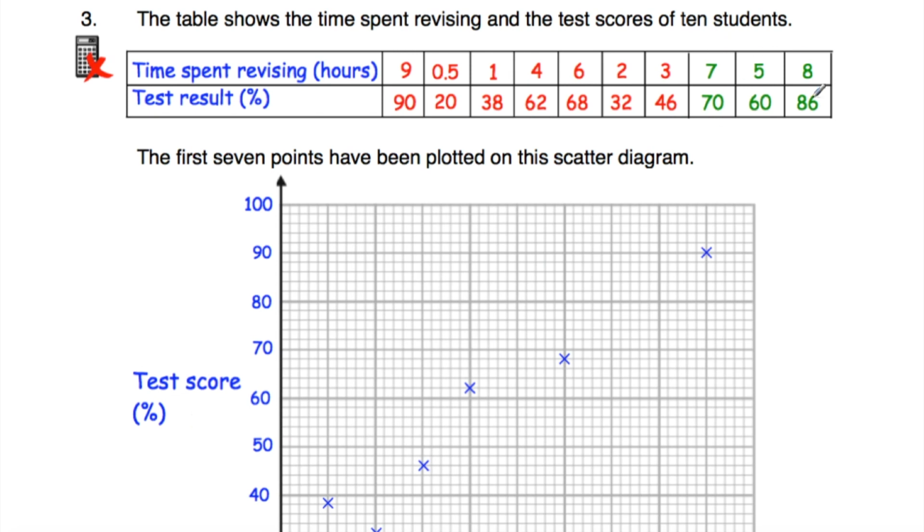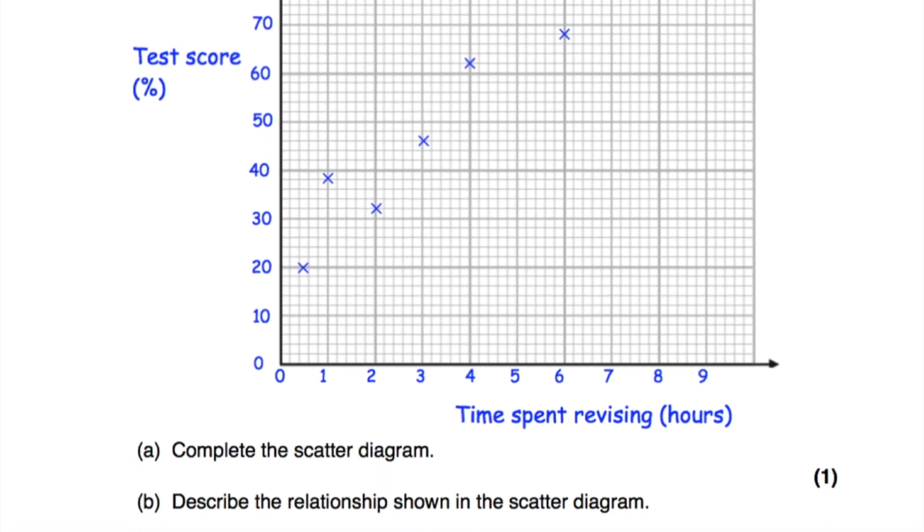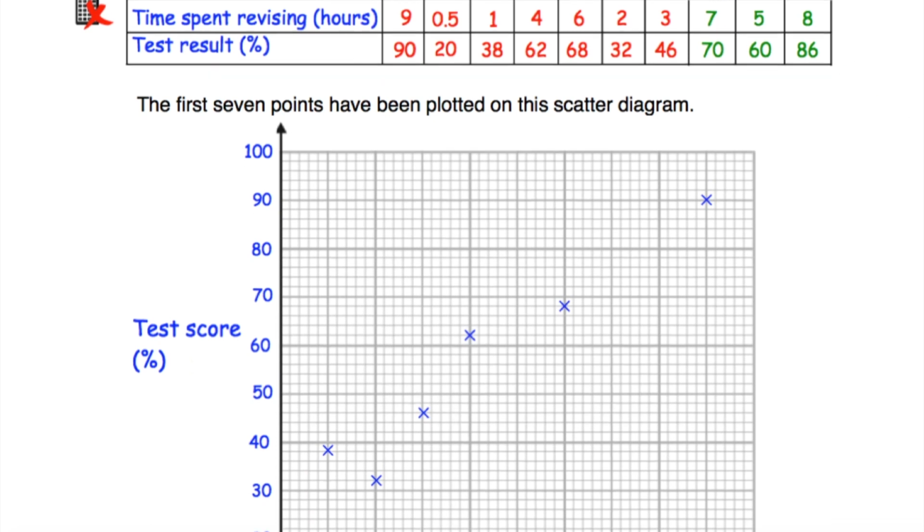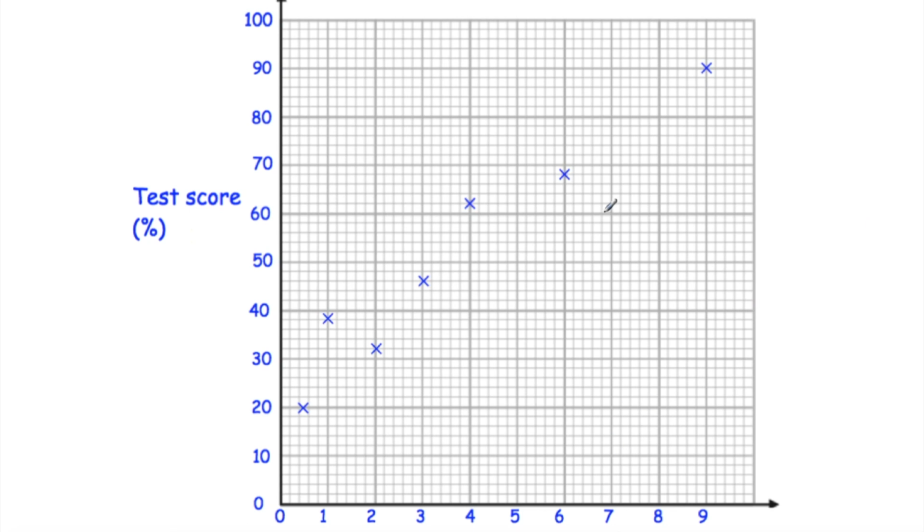And we've got 1, 2, 3 left. And part A says complete the scatter diagram. So we need to plot these points. So this person spent 7 hours revising and got 70%. So let's go to 7 hours, and up to 70%. So that would be there.